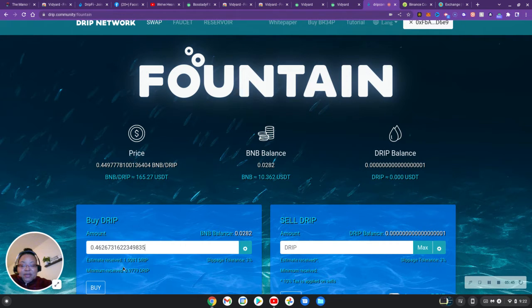And you see where it says estimate receive 1.0081 drip. That's what you will receive. Okay. That's the estimate. That's why you want to go over, so you can make sure you have enough money for the fees, because there's a 10% tax on buying. The tax goes into our, see the 10% over here.